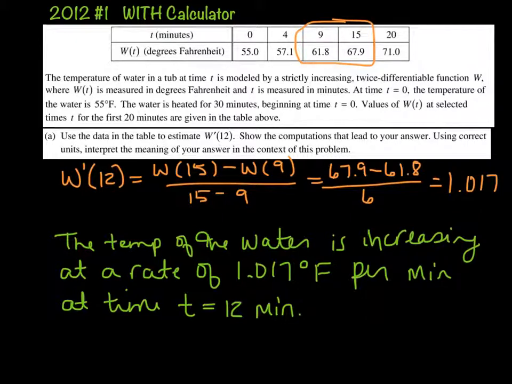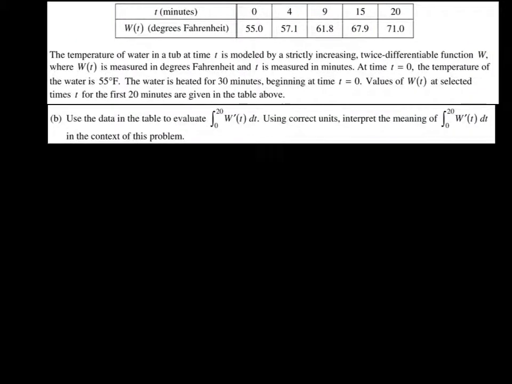Okay, let's move on to part B. Okay, I love question B. It says use the data in the table to evaluate the integral from 0 to 20 of W prime T dt. Using correct units, interpret the meaning of that in the context of this problem. So first of all, something should strike you as different about this problem. They're asking us to evaluate the integral from 0 to 20 of W prime T dt.